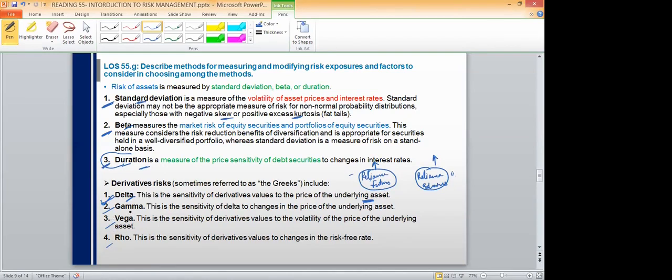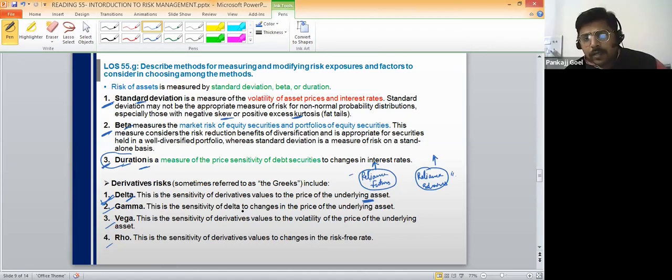Okay. Gamma, this is the sensitivity of the delta to changes in the price of the underlying. So whatever delta we have measured, at different points we measure the delta. So with changes in the share price of the underlying asset, how does this delta also change? So that is called gamma.